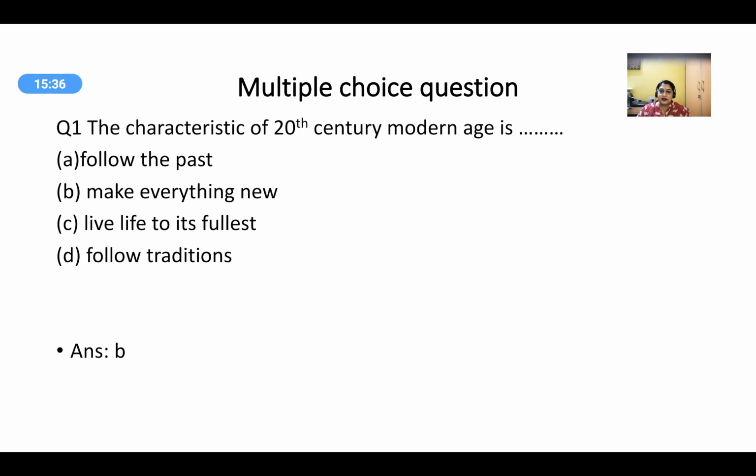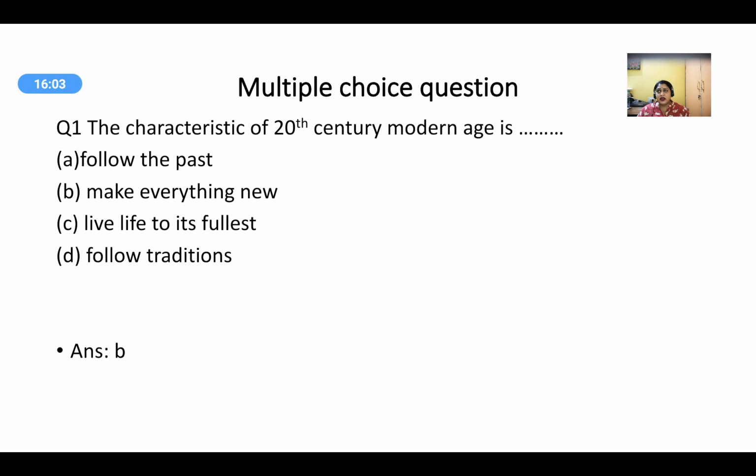Let us assess ourselves. What did we learn through the course of this session? A few multiple choice questions. The first question, the characteristic feature of the 20th century modern age is: follow the past, make everything new, live life to its fullest, or follow traditions. And the answer is option B, make everything new. Yes, the characteristic of the 20th century modern age seems to be make everything new.